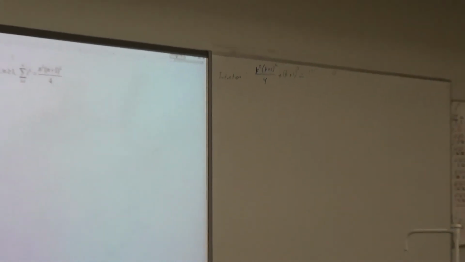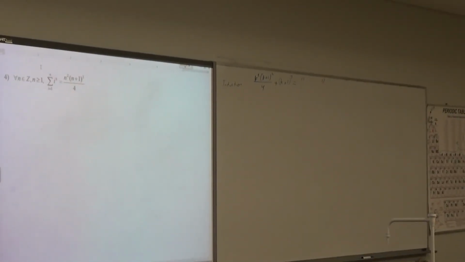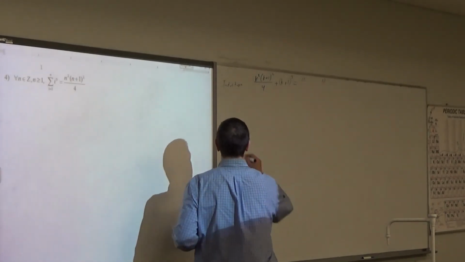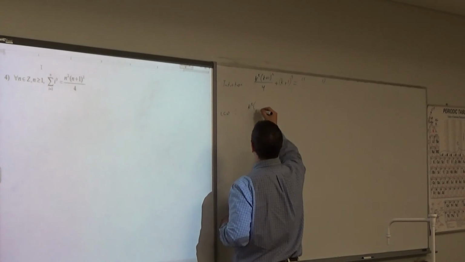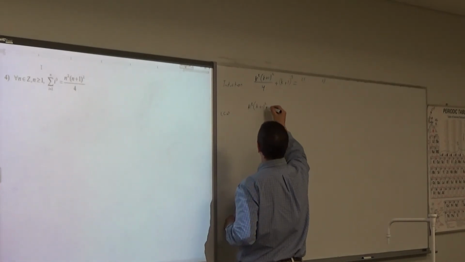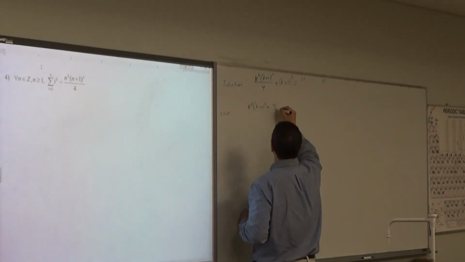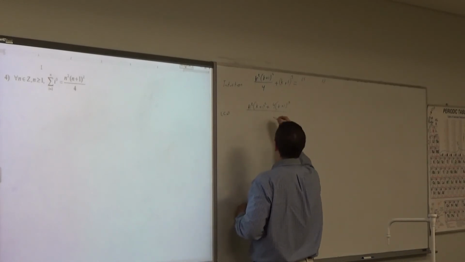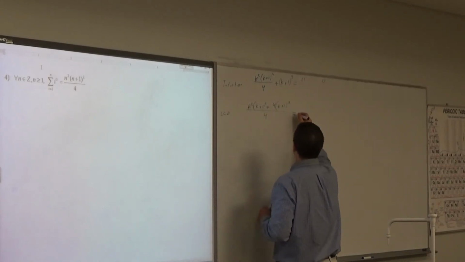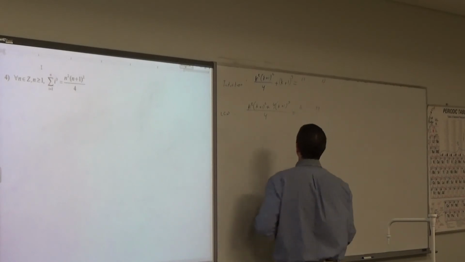Common denominator, right? In this case, the common denominator is 4. Everybody sees this. So we can rewrite this using an LCD. Then we're going to get k squared times (k plus 1) squared, plus 4 times (k plus 1) cubed, all divided by 4. Okay, and we're going to hope that equals the right-hand side.